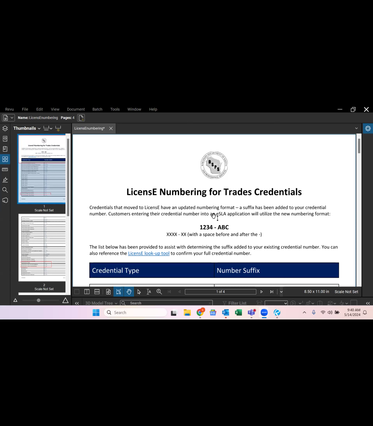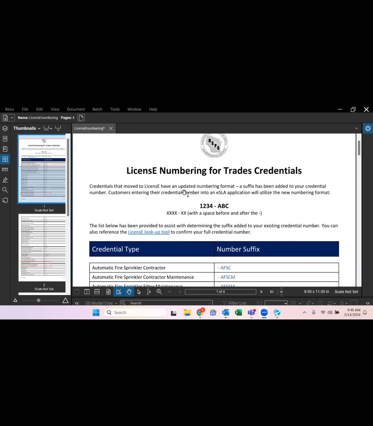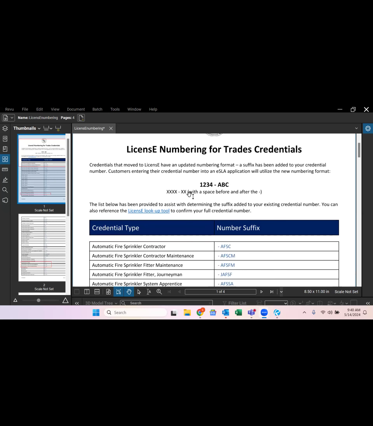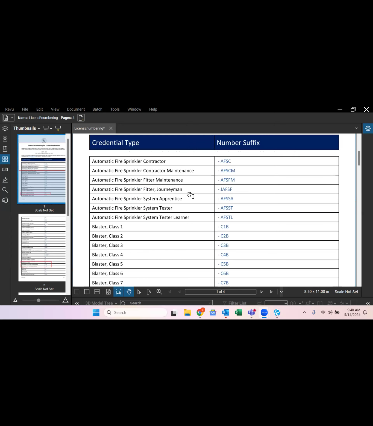So I thought I would talk about it, and then I'll show you what it means and how we use it in the new license lookup feature. I will send this PDF out to everyone in my follow-up email. Hopefully you should have already received it, but I just wanted to talk about some of the changes.